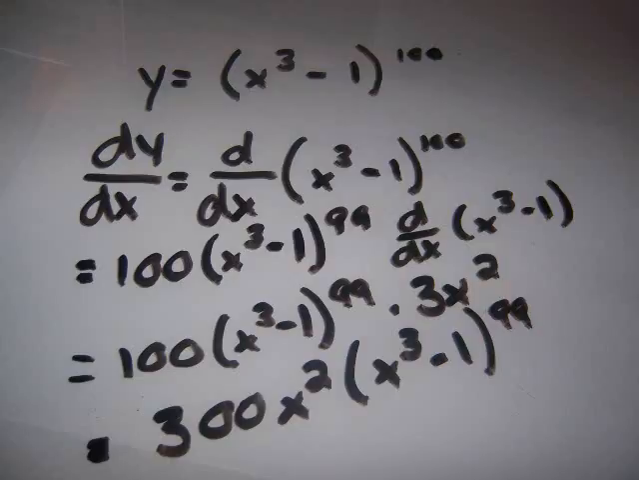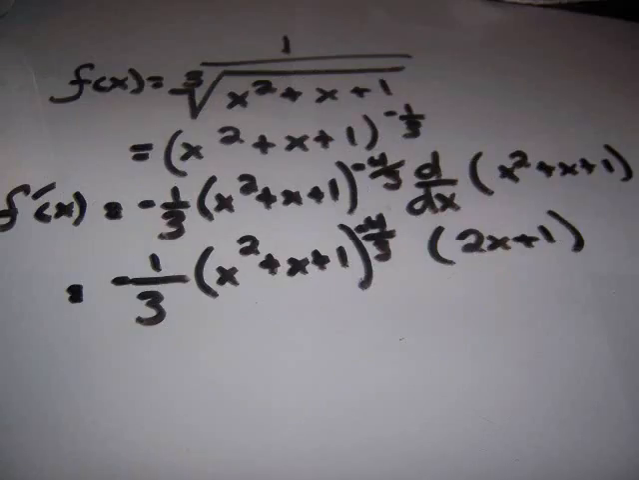This will equal 100 times x cubed minus 1 to the 99th power times 3x squared. We will simplify this by saying 300 x squared times x cubed minus 1 to the 99th power.